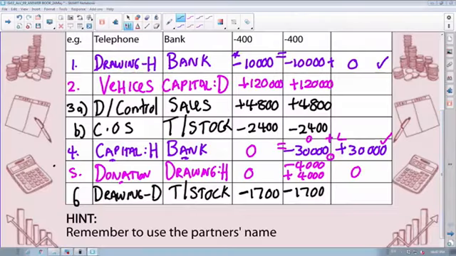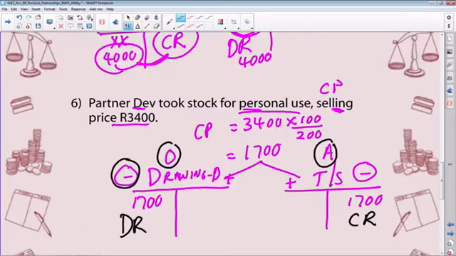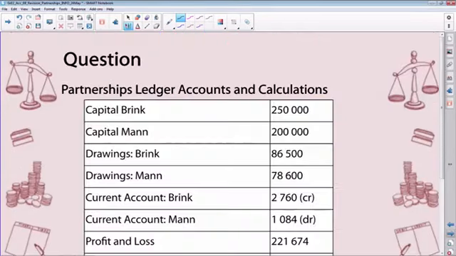Right, so let's now move on to our next question. Let's see how far we get with the next question. It's quite a long question, and we may only be able to do certain accounts. So let's see how far we get. Okay, our second question, guys. So I'm starting off with the information given.